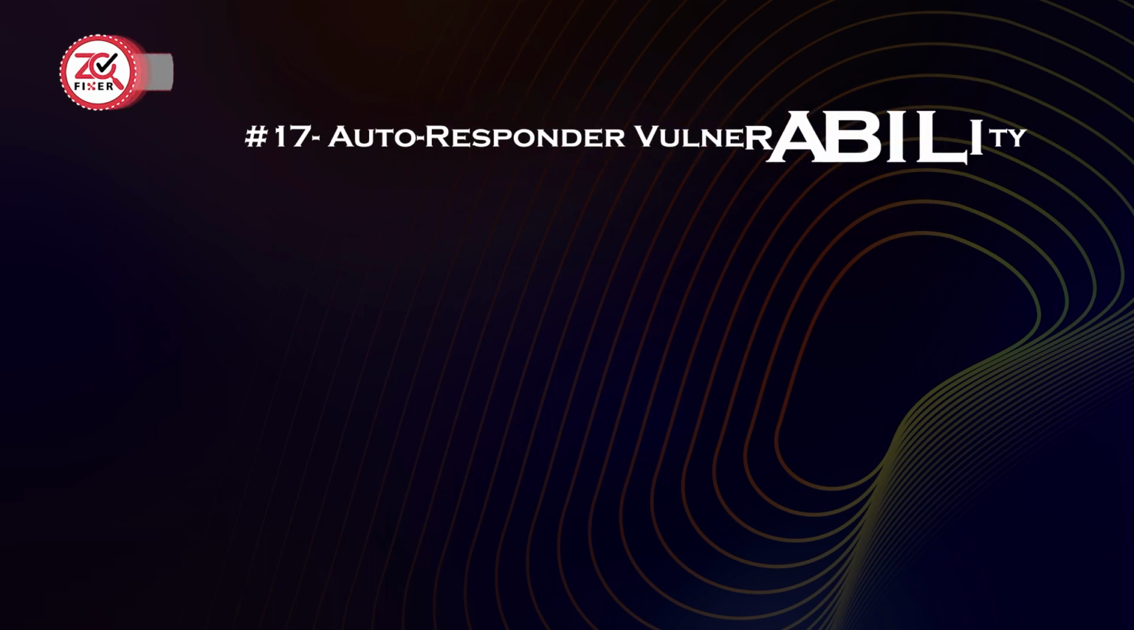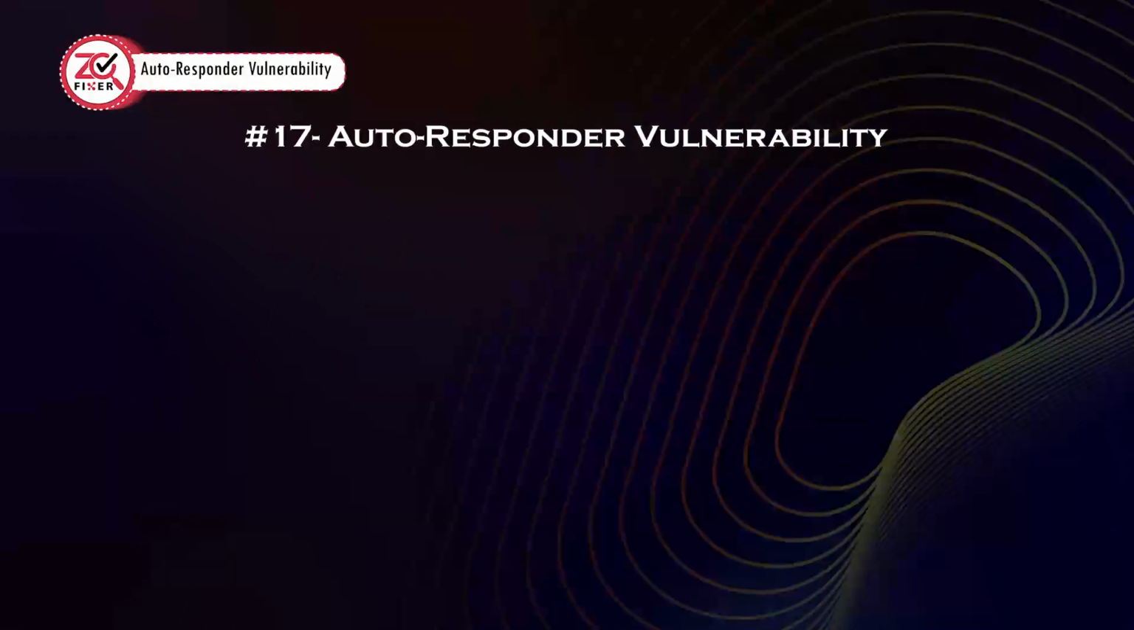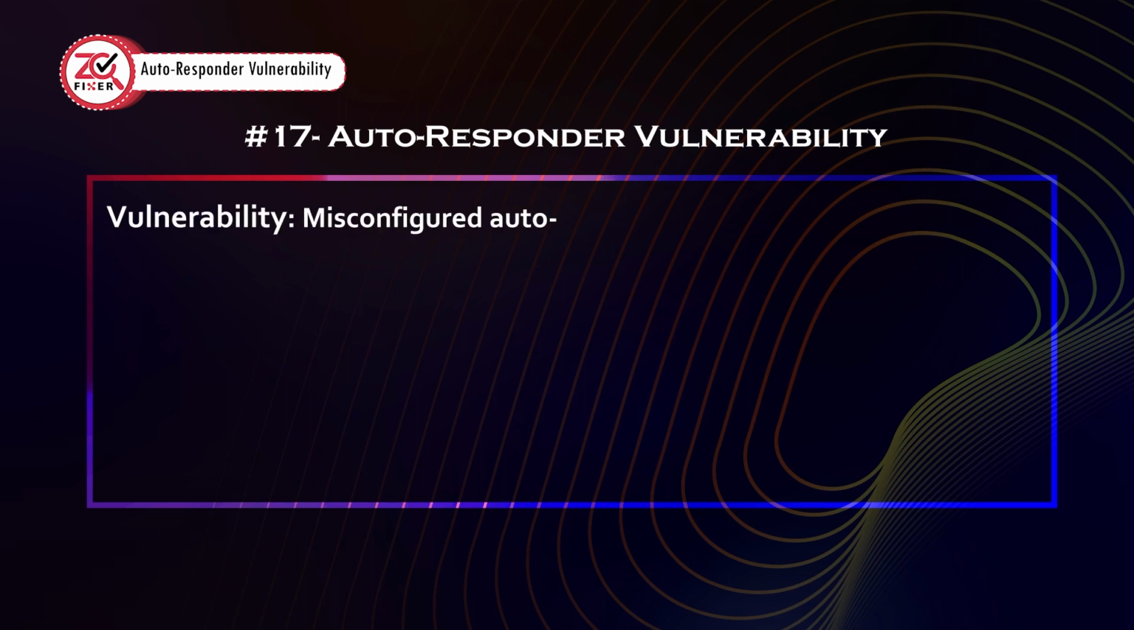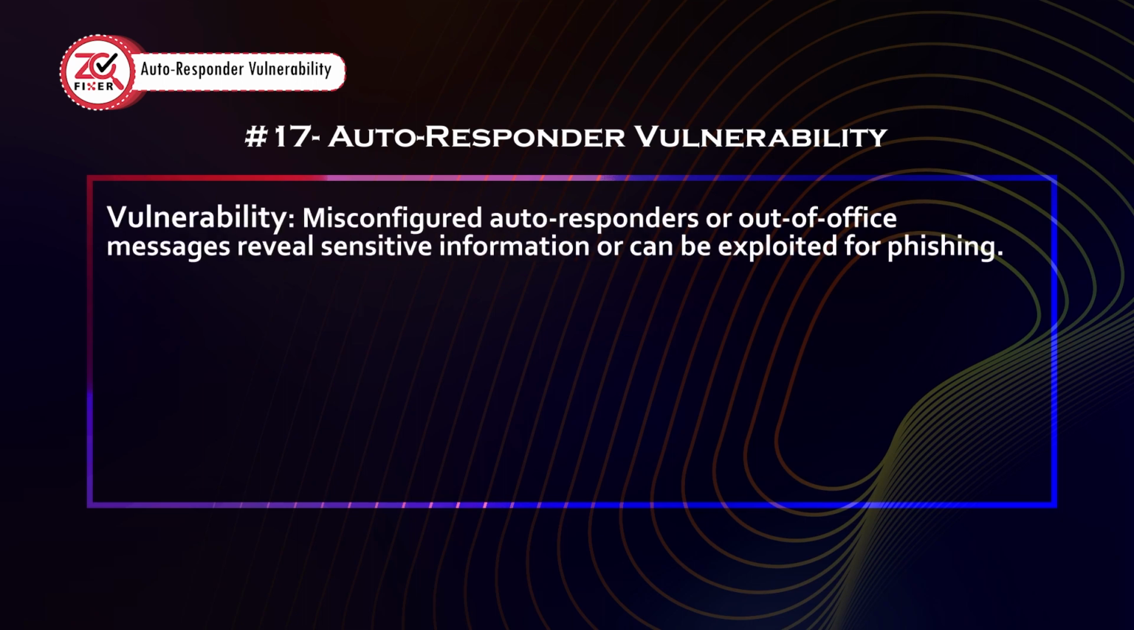Number 17, Autoresponder vulnerability. Vulnerability: misconfigured autoresponders or out-of-office messages reveal sensitive information or can be exploited for phishing.